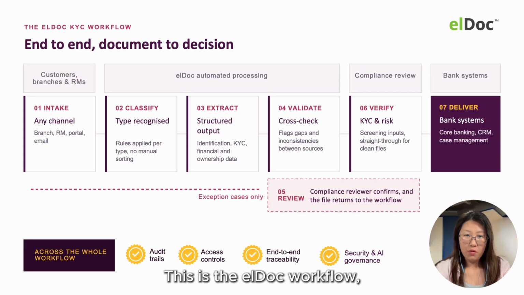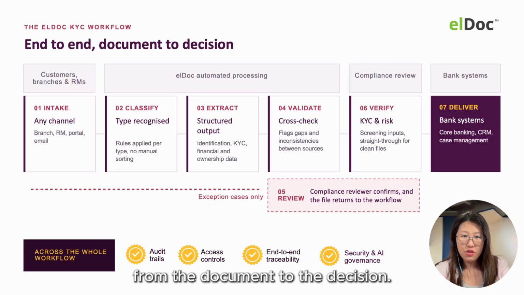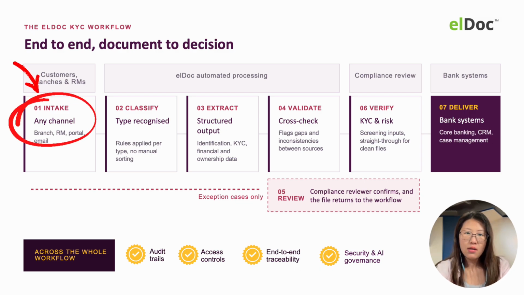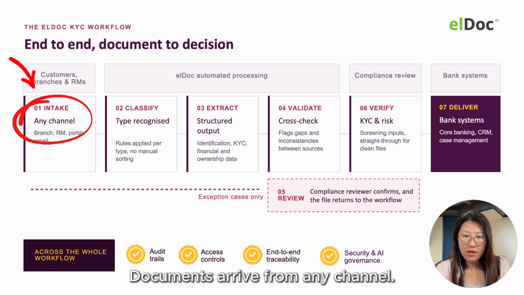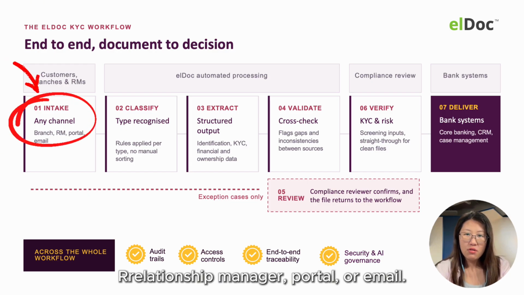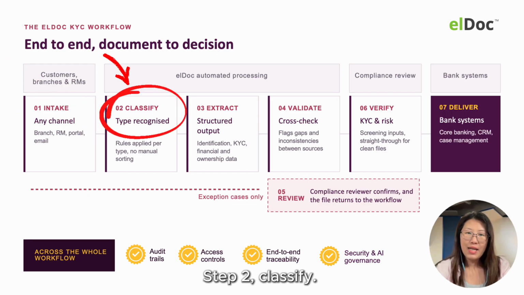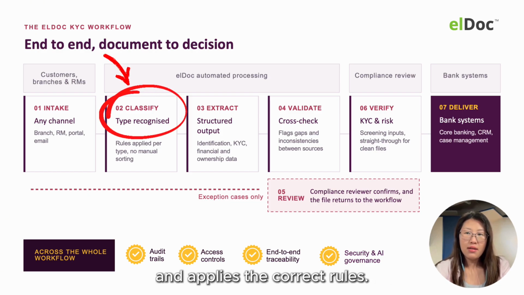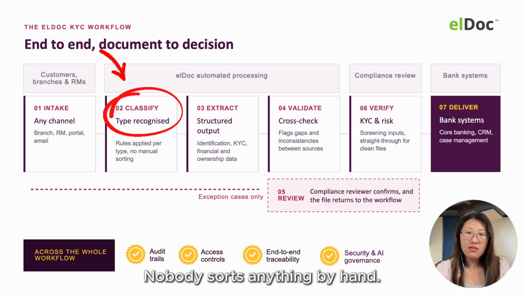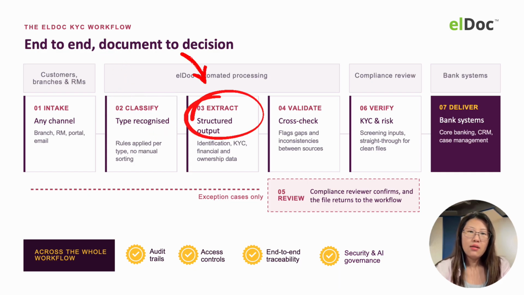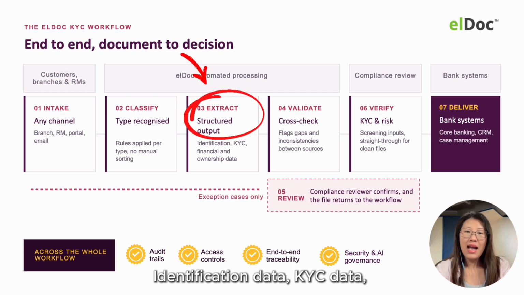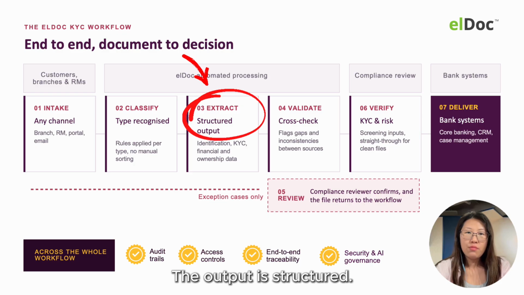This is the elDoc workflow. From document to decision. Let's follow it from left to right. Step 1. Intake. Documents arrive from any channel: branch, relationship manager, portal, or email. Step 2. Classify. elDoc recognizes the document type and applies the correct rules. Nobody sorts anything by hand. Step 3. Extract. The platform takes out the data you need: identification data, KYC data, financial and ownership data.